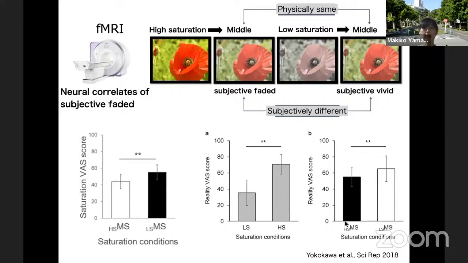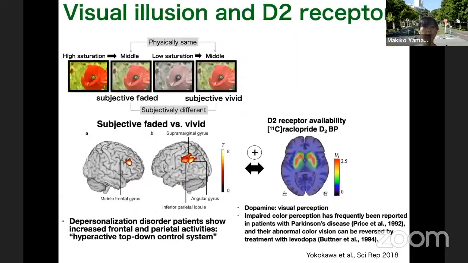This is confirmed by behavioral scores, and we did this test inside the fMRI. Subjects perceived each picture, and we looked at which brain regions are associated with the subjective differences. And we found that frontal and parietal region activations were associated with the subjective differences in perception.